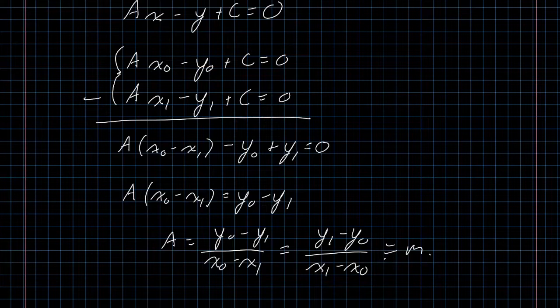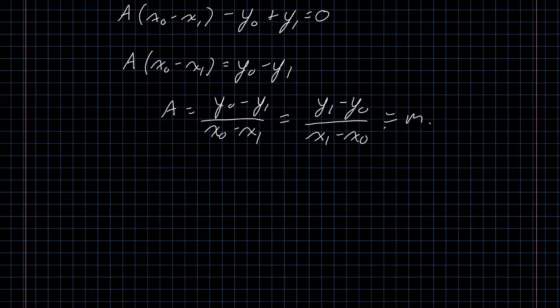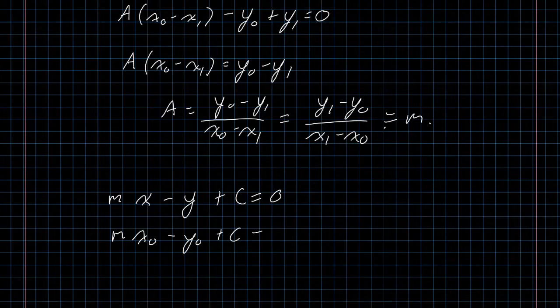And knowing our result for A, we can go back and try to figure out a value for C, which turns out to be fairly straightforward. Because our A is now little m, m times x minus y plus C is equal to 0. And if I plug in either of the two points, but x naught, y naught is going to be a little bit more convenient, I get m times x naught minus y naught plus C is equal to 0, which means that C itself is y naught minus m times x naught.